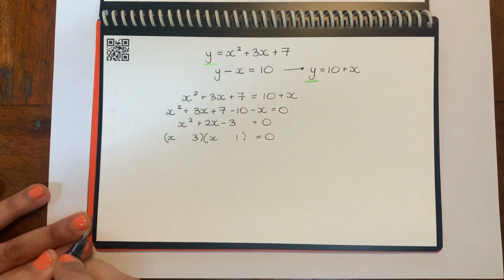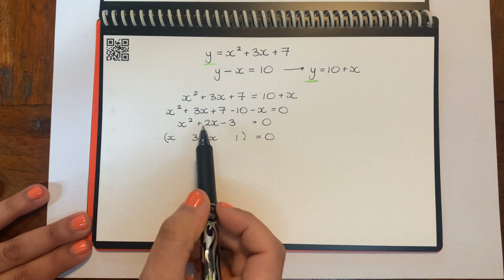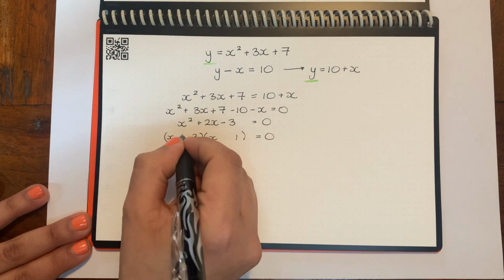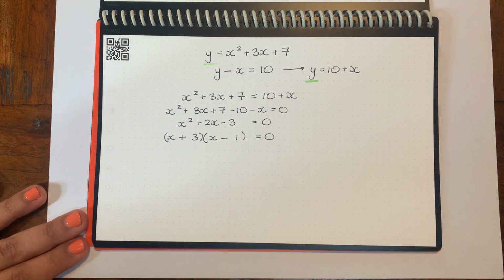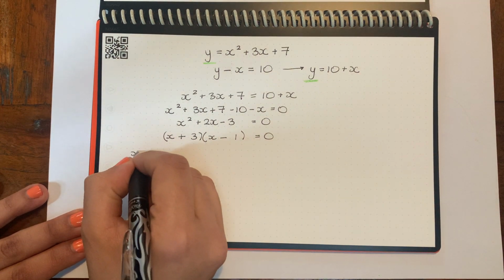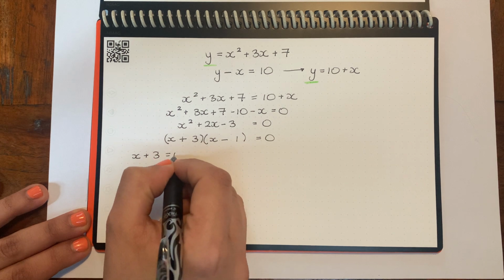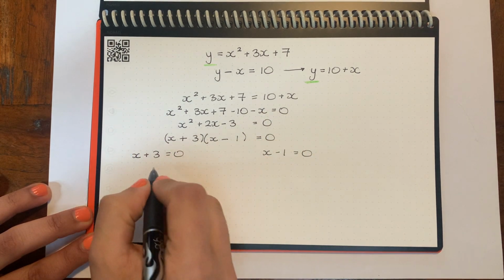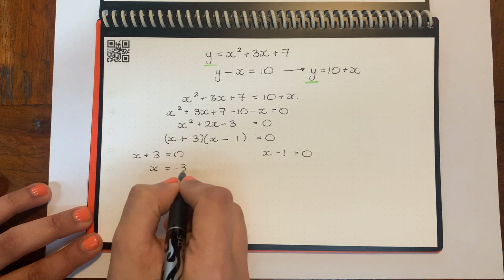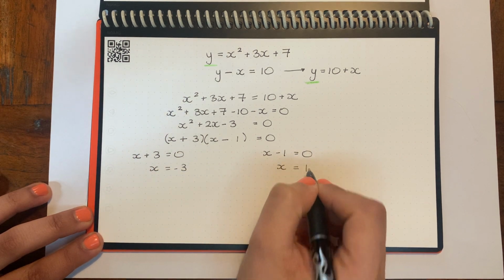The product is negative, which means one of these two has to be negative, and I want it to add to 2, so it makes sense to make the 3 positive and the 1 negative. So from there, each of my brackets is equal to 0, so either x plus 3 equals 0 or x minus 1 equals 0. Here, x would have to equal negative 3. Here, x would equal 1.